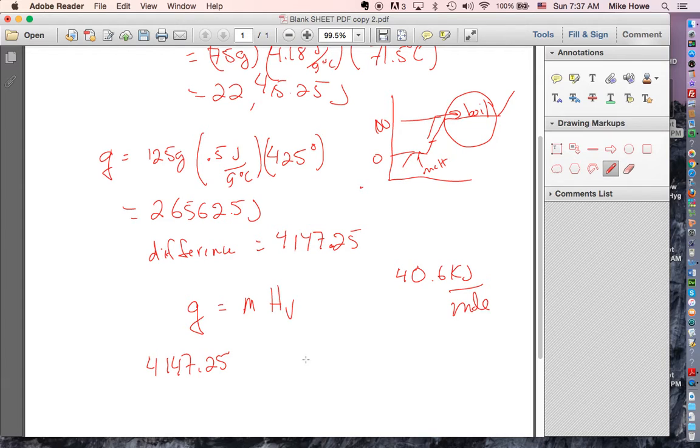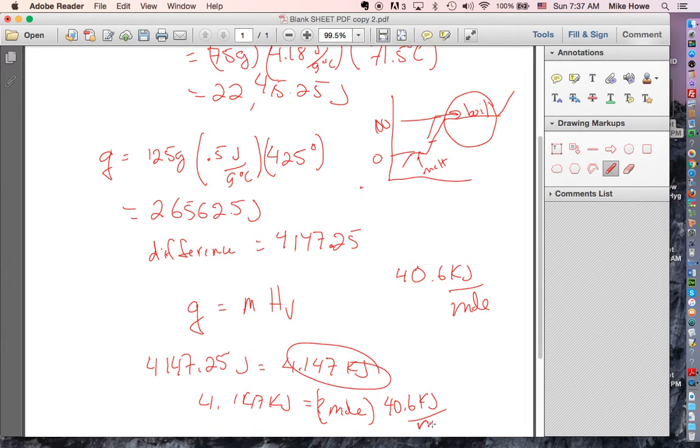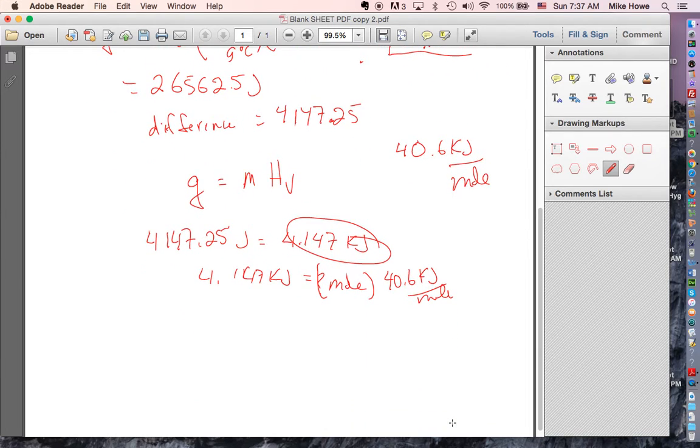4,147.25 joules, which is equal to 4.147 kilojoules. So let's just go ahead and take that. 4.147 kilojoules is the quantity of heat. We don't know the number of moles, so we just call that X. If you want to just call it X, that'd be the easiest probably. And then we could say this is 40.6 kilojoules per mole. So when I divide that, I will get the number of moles. So 4.147 kilojoules divided by 40.6 kilojoules per mole is 0.102 moles.